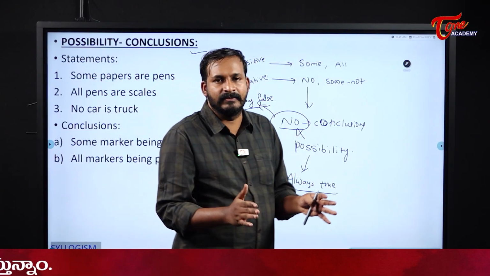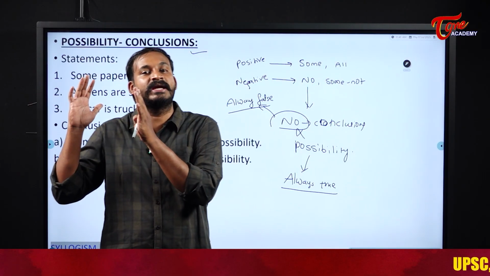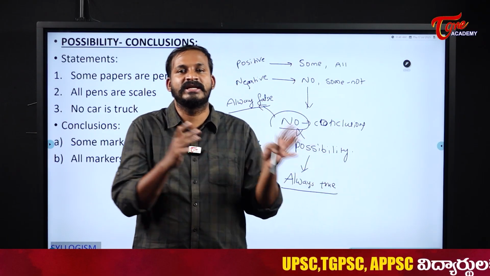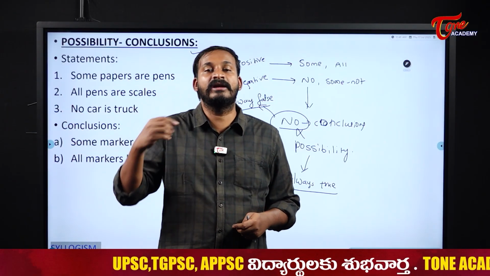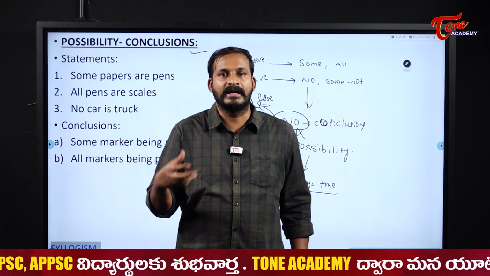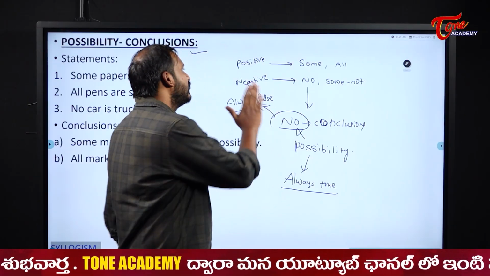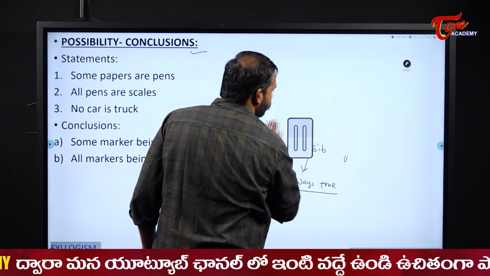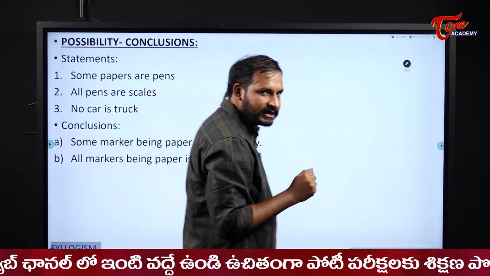More or less the same. In case of no conclusions, we try to make it false with the help of an alternate diagram. In case of possibility, we try to make it true with the help of an alternate diagram. But it doesn't mean the possibility conclusion always becomes true. Sometimes it may be false also, but we will try to make it true. That is the relation between no conclusions and possibility conclusions. I hope everyone understood this. Now we will see some examples so that you get more clarity.